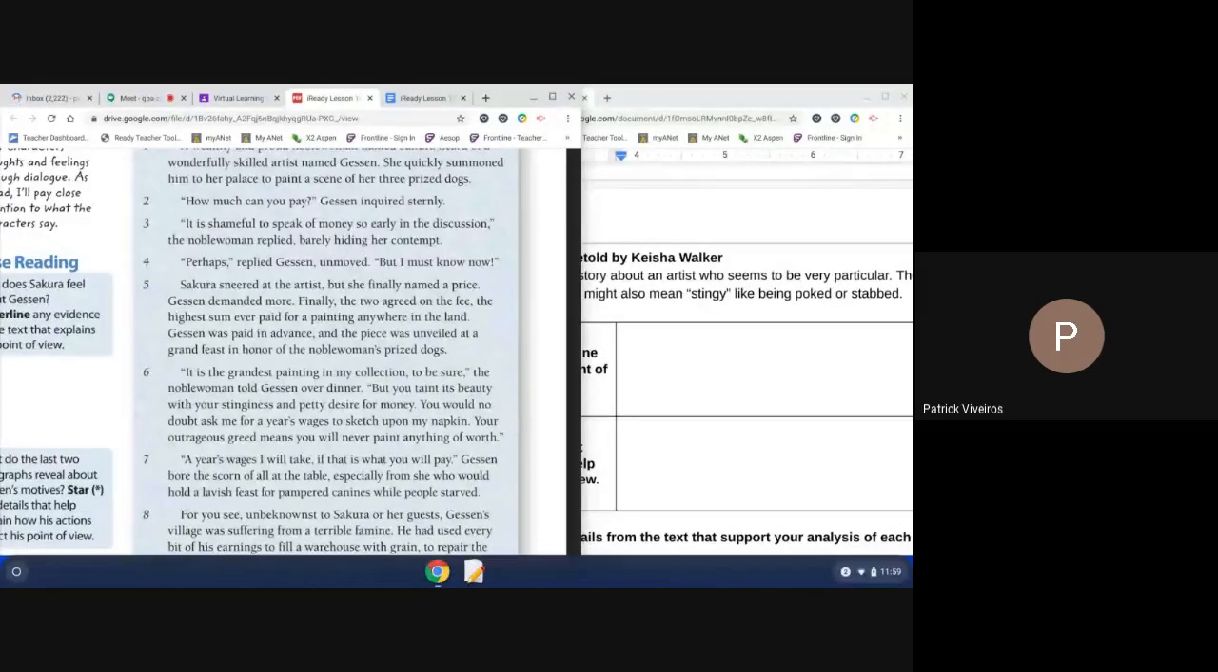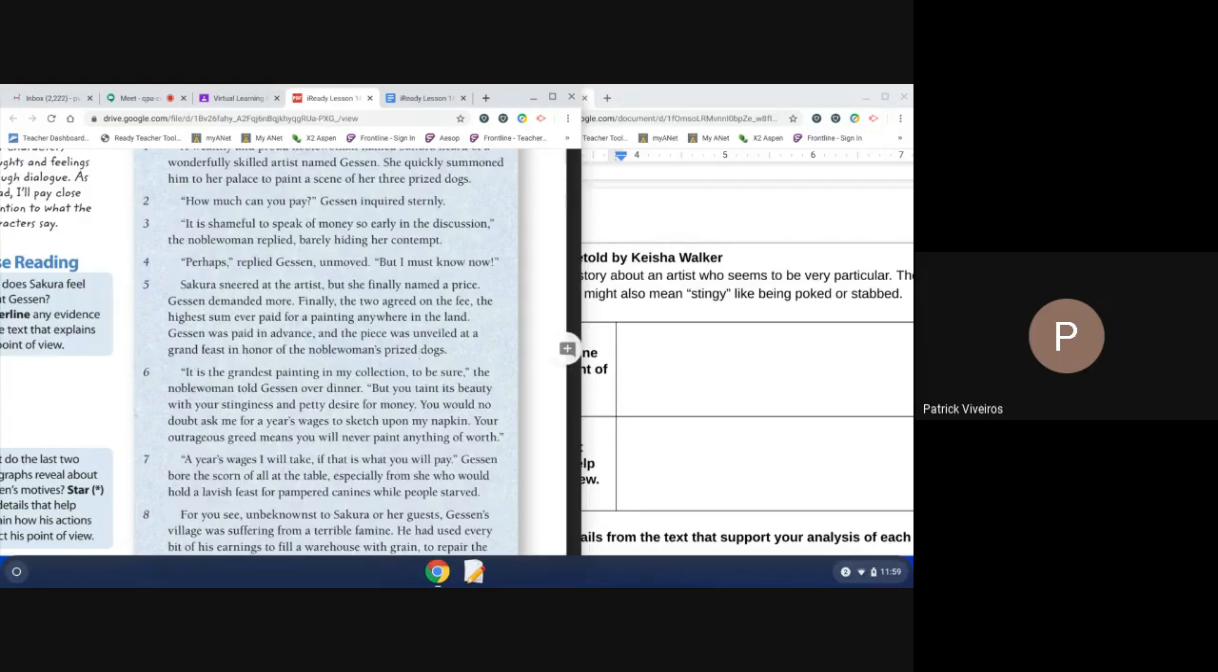"How much can you pay?" Gessen inquired sternly. "It is shameful to speak of money so early in the discussion," the noblewoman replied, barely hiding her contempt. "Perhaps," replied Gessen, unmoved, "but I must know now." Sakura sneered at the artist, but she finally named a price, the highest sum ever paid for a painting anywhere in the land.